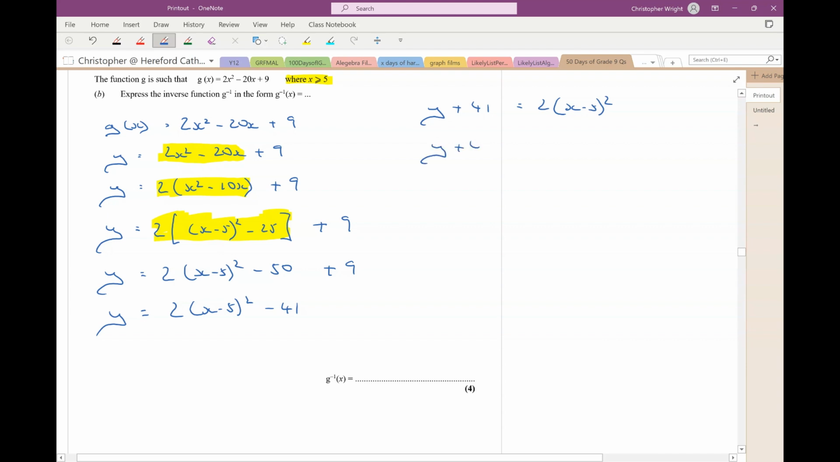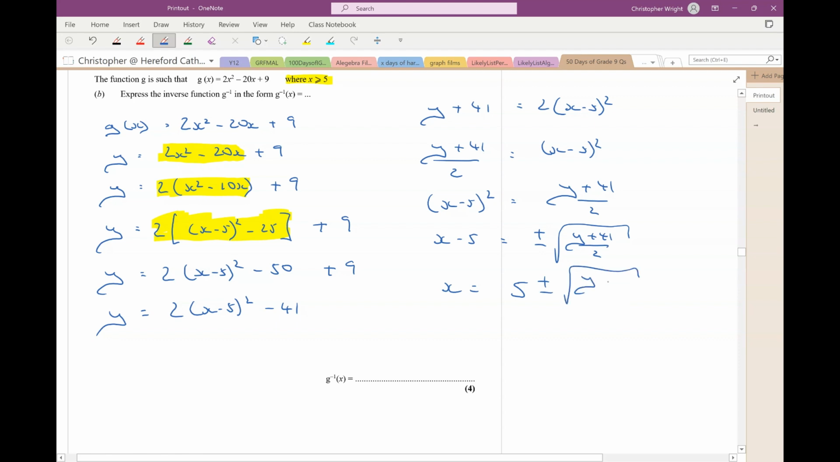Y plus 41 over 2 equals x minus 5 squared. Let's write it the other way around. x minus 5 squared equals y plus 41 over 2. Square root both sides. x minus 5 equals, remember, plus or minus the square root of y plus 41 over 2. Let's add 5 to both sides. x equals 5 plus or minus the square root of y plus 41 over 2.